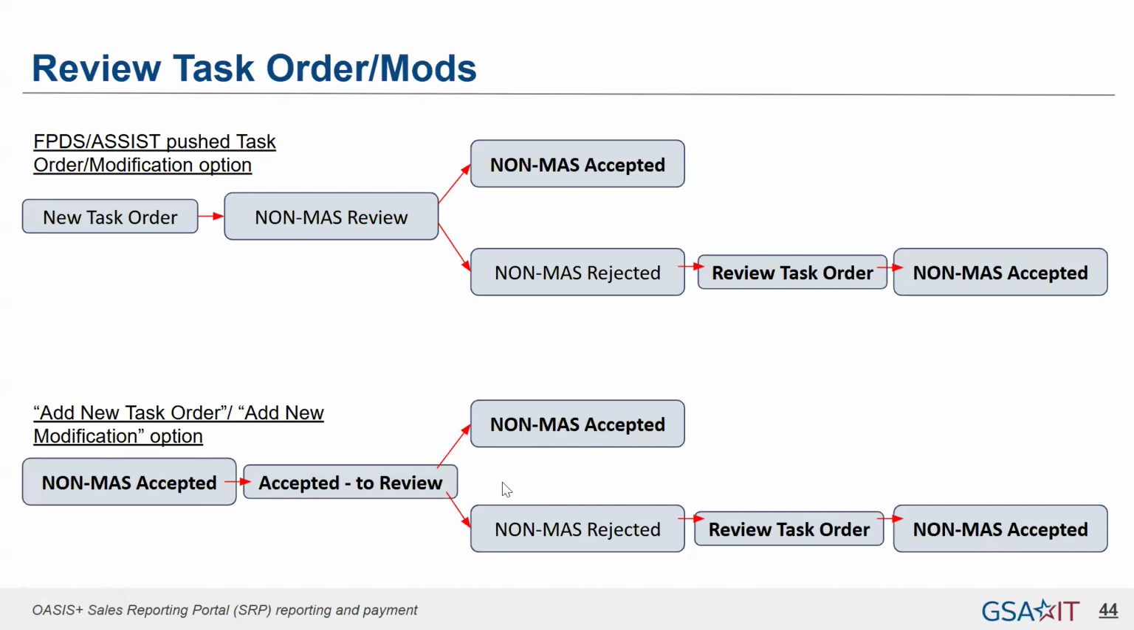But more often than not, there is some kind of data issue. So we reject it or need you to make corrections because the contracting officer put it in a different way or we didn't put it in exactly the right way. And then again, if it follows the same path, we need to review the task order again after it gets rejected. And then we finally accept it when the data gets cleaned up. So end of the day, the takeaway is non-mass accepted is what we want to be. All right.